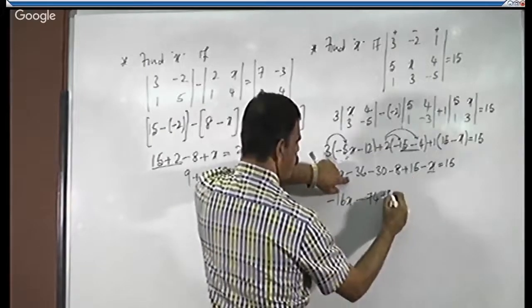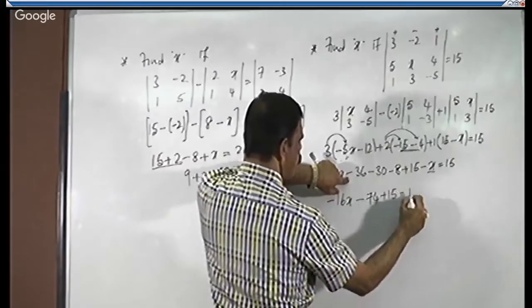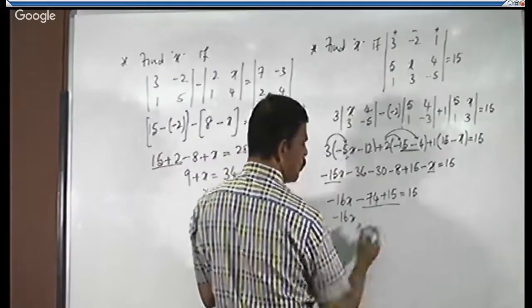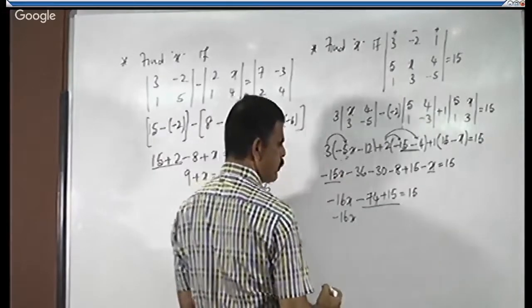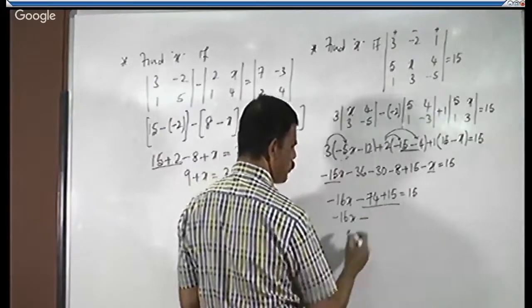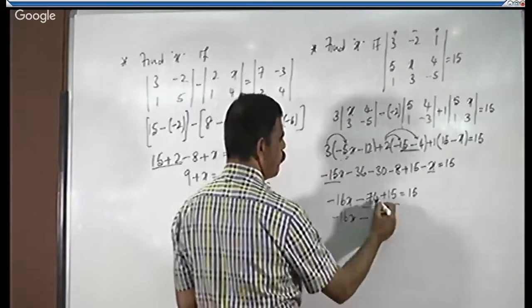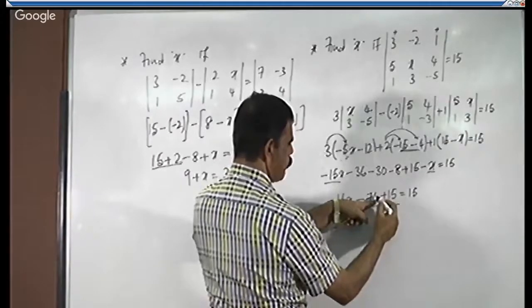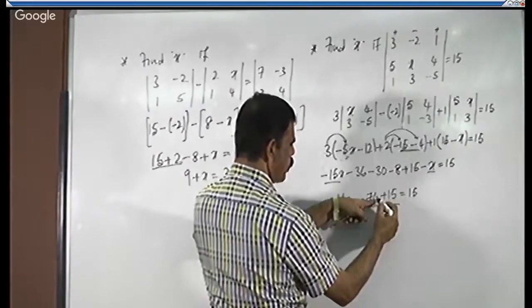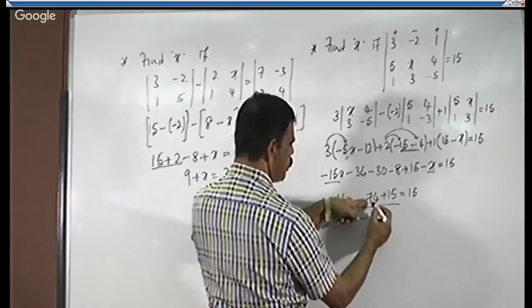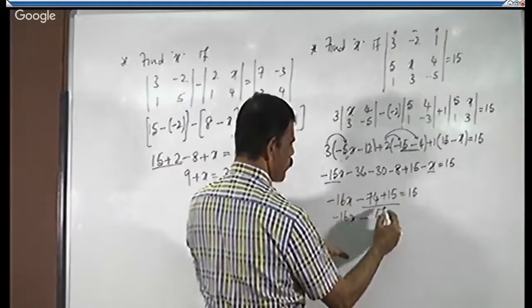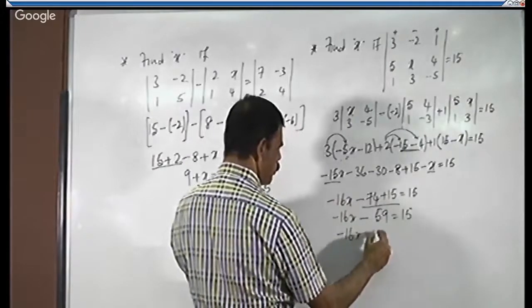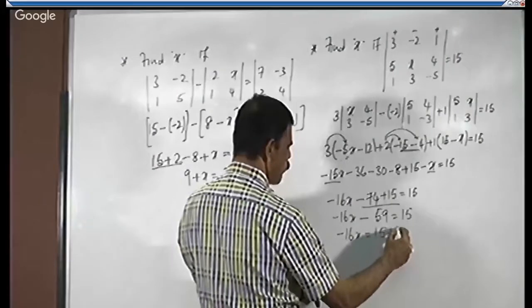Plus 15 is equal to 15, or minus 16x minus 74 plus 15 is what? It is minus of. Is that a 9? One, we have to borrow from 7, it will become 14. 14 minus 5 is 9. 6 minus 1 is 5. Is equal to 15, or minus 16x is equal to 15 plus 59.